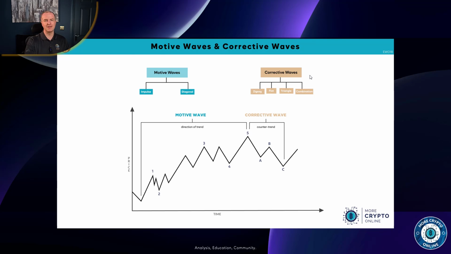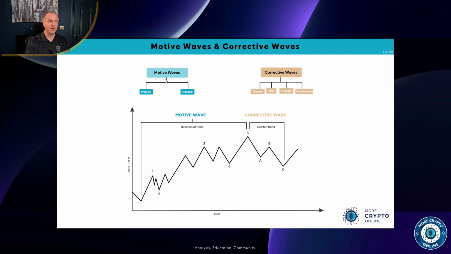Now you might ask, okay, what's the difference? It's quite simple. Motive waves move in the direction of the main trend. You could say they either follow the main trend or they are the main trend. So either they provide the trend, they are the trend, or they follow the trend. Different approaches here, but essentially they are going in line with the larger degree trend. So that's a motive wave. And that means it needs to have a certain amount of waves and a certain series, if we talk about an uptrend, a certain series of higher highs and higher lows.